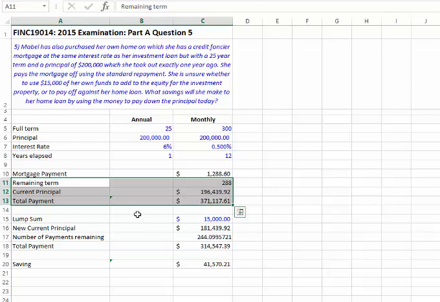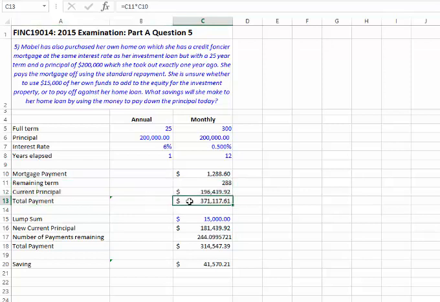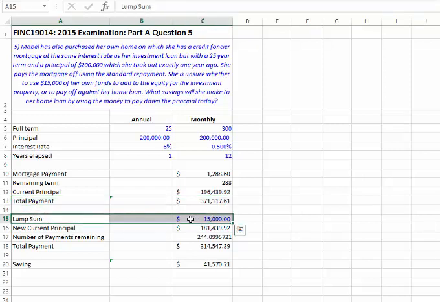From the remaining term and the current principal, we're able to work out the total payment that's going to be made between today and the end of the loan. That's simply a matter of multiplying 288 by 196,439.92, and that will give you 371,117.61. That's the total number of dollars that you're still to pay on the loan if you repay it in the normal way.